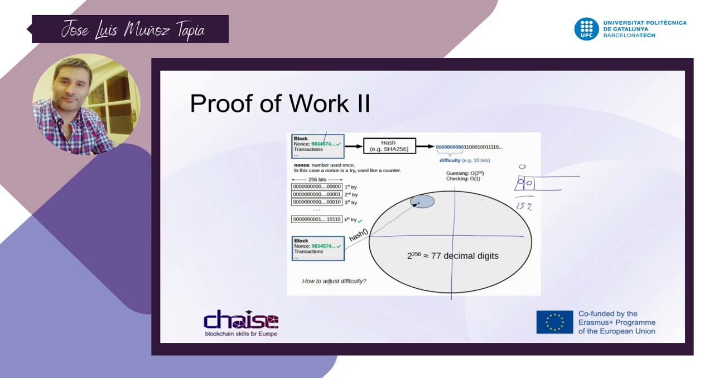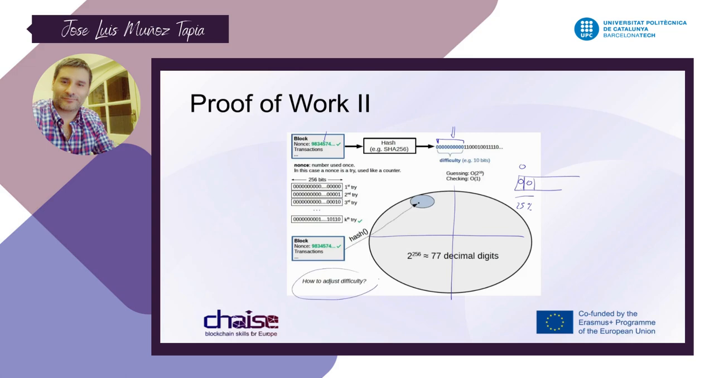And the difficulty of this process can be adjusted. The way to adjust it is by deciding the number of zero bits that you need to get in the output of the hash function. This is like creating a decentralized lottery to select which miner is going to create the block. Essentially, this is it. If I put more zeros, it is going to be more difficult to find a nonce that fulfills this difficulty. If I put fewer zeros, it is going to be easier.